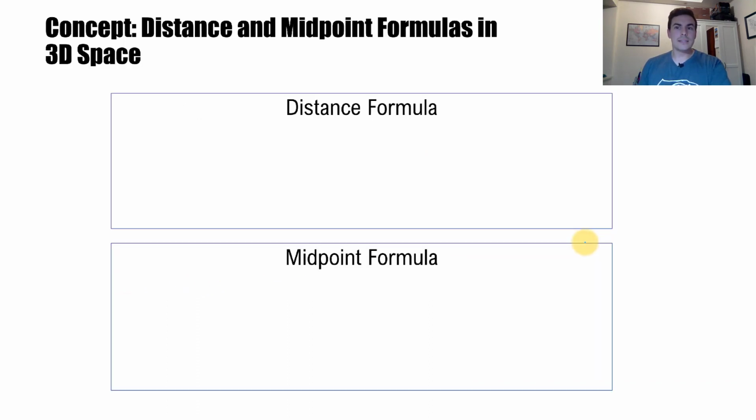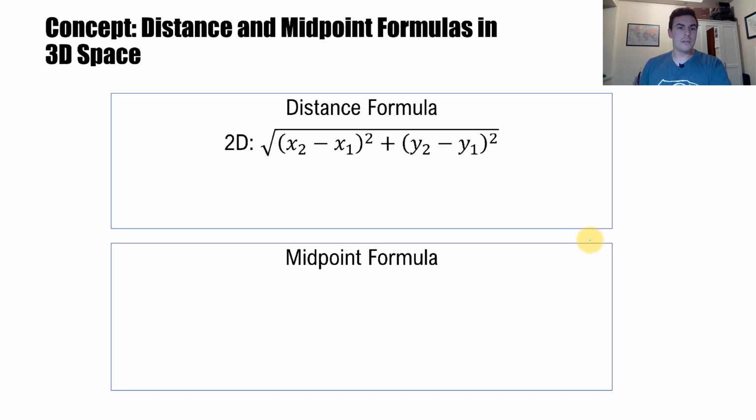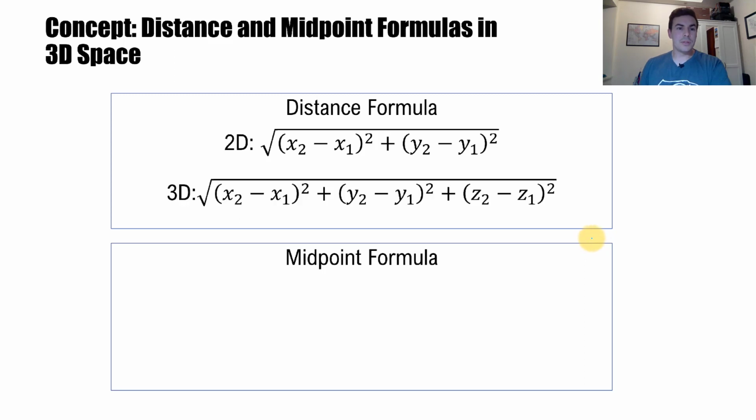Let's take a look at our distance and midpoint formulas in our three-dimensional space. Remember, our distance formula for two-dimensional space looks something like this, and it is very similar in three-dimensional space. All we do is add on the square of the difference of our Z coordinates. So that third coordinate in our ordered triple, that Z coordinate, all we're doing is adding that on to the very end of our distance formula for 2 dimensions.